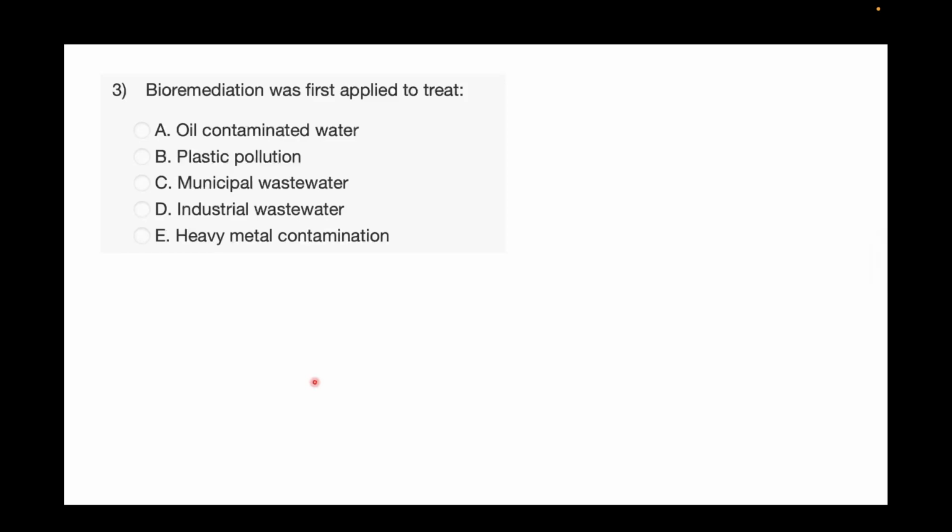Now which of these is an age-old practice or first application of bioremediation techniques? Is it oil spills, plastic pollution, municipal wastewater, industrial treatment, or heavy metal contamination? If you understood the question, let's take a minute and collect some answers, and I will return back to this question to reveal the correct answer.